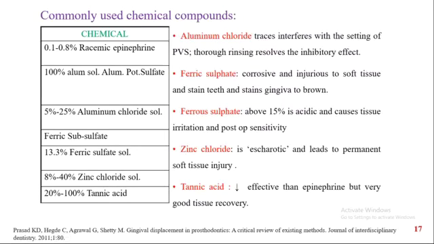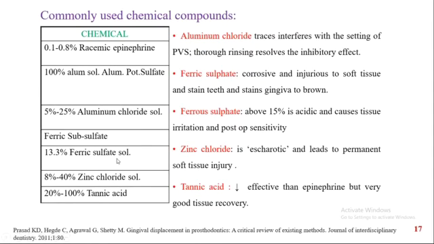Coming to aluminum chloride. Aluminum chloride is the least irritating of all the medicaments that are used for impregnating the retraction cord. Also, it provides adequate hemostasis and it has no systemic effects. However, a vital shortcoming of aluminum chloride is that it interferes with the setting of polyvinyl siloxane and polyether impression material. However, it can be overcome by thorough rinsing and removal of the residues prior to impression making.